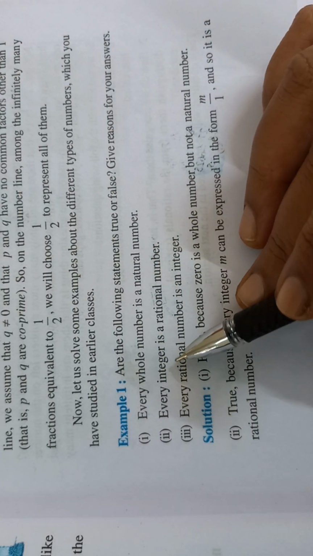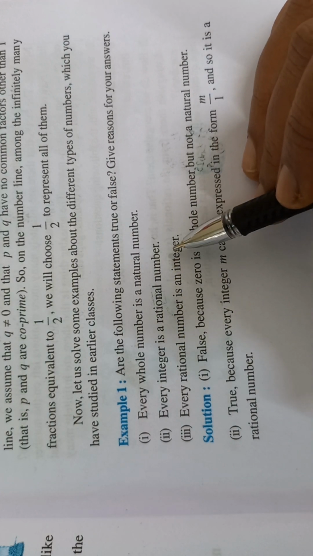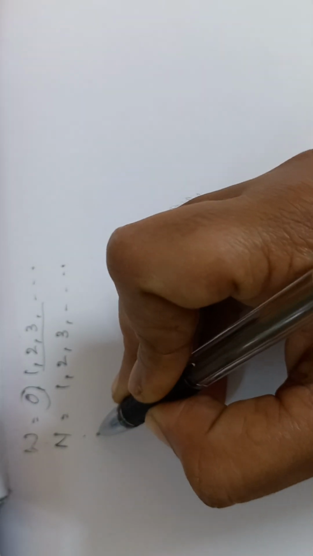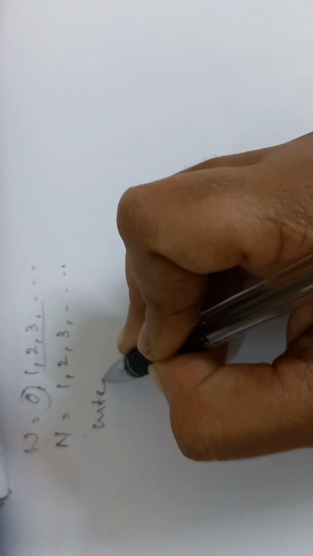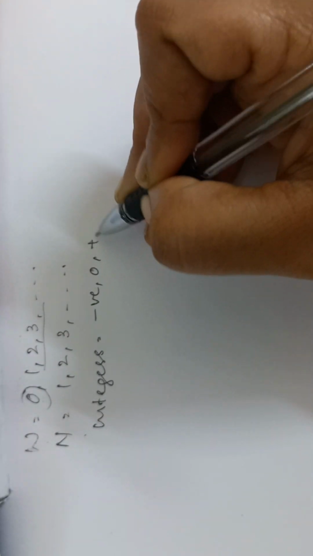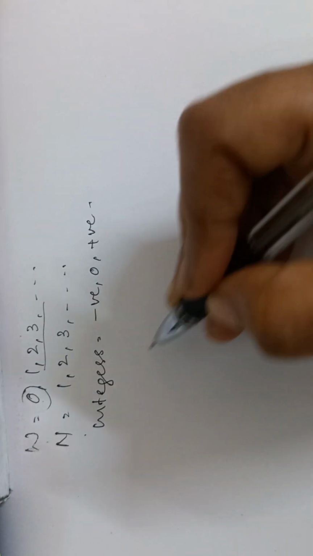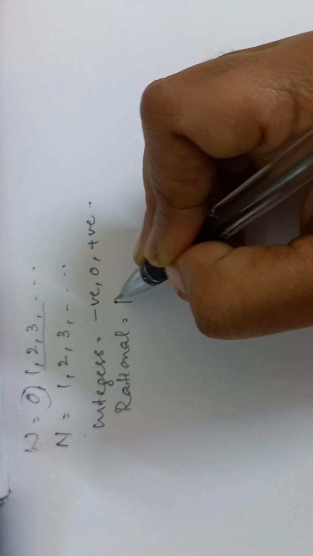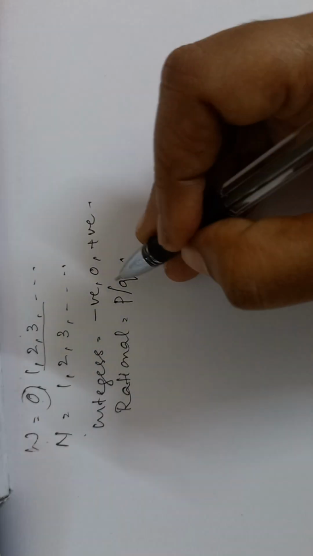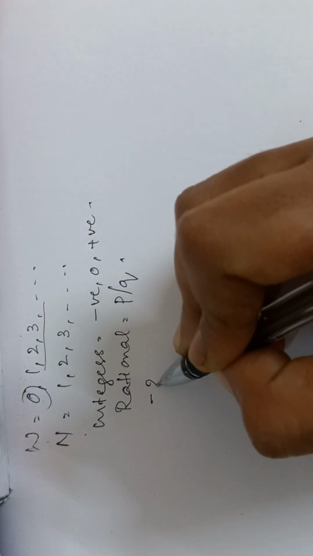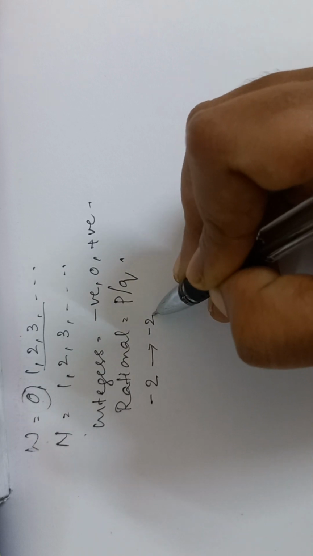Second question, every integer is a rational number. We know integers consist of negative numbers, 0 and positive numbers. And rational numbers are numbers which can be written in p by q form, where q is not equal to 0. So integers, for example minus 2, can be written as minus 2 by 1.